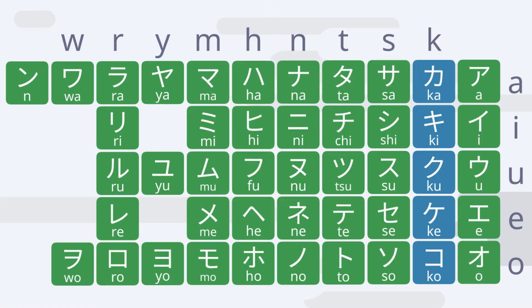We learned the characters ka, ki, ku, ke, ko. In the next lesson, we'll learn the characters ga, gi, gu, ge, go.